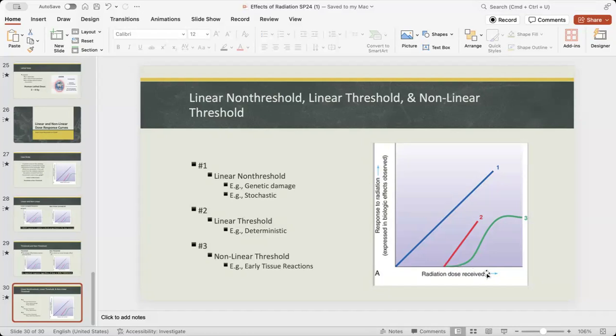And then our last line, non-linear threshold. That means at a lower dose, you won't have a response. But when you reach a specific threshold, the response is not going to matter about the dose received, but it will be some type of reaction. So it could be early tissue reaction. It's going to be some type of reaction to what you've been exposed to.